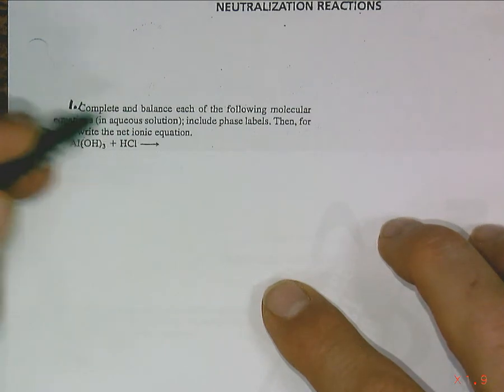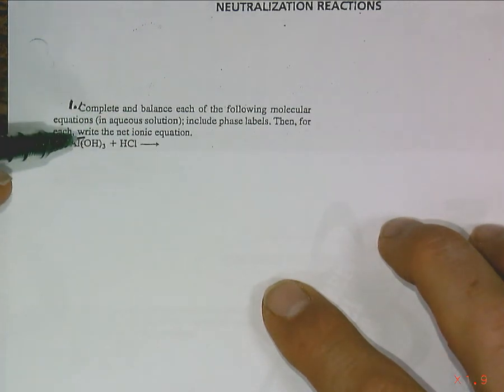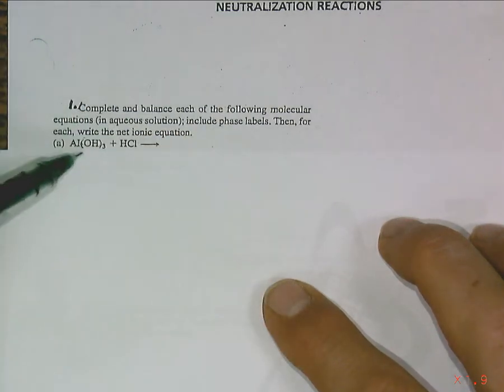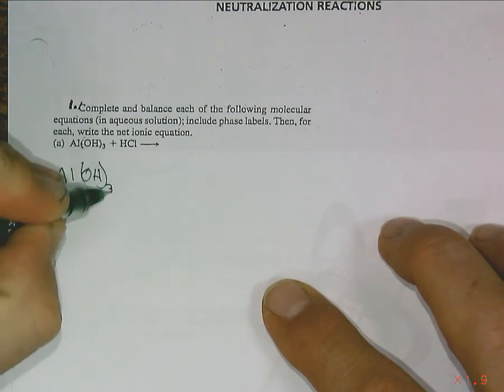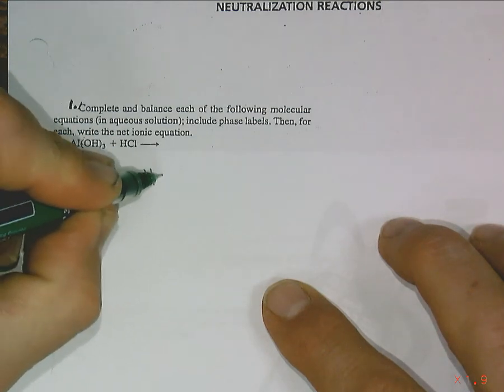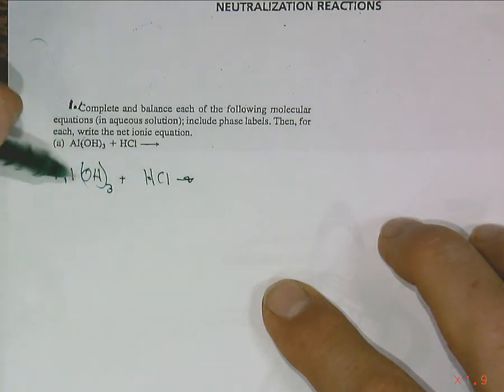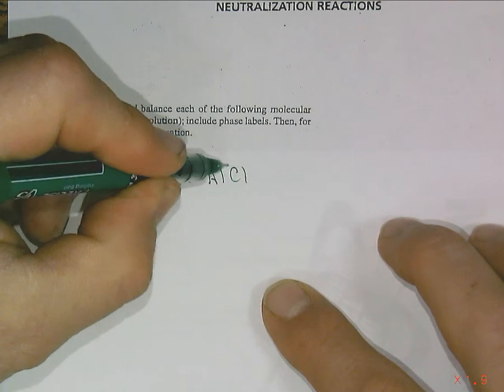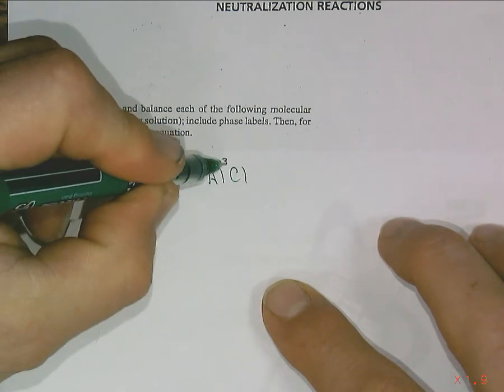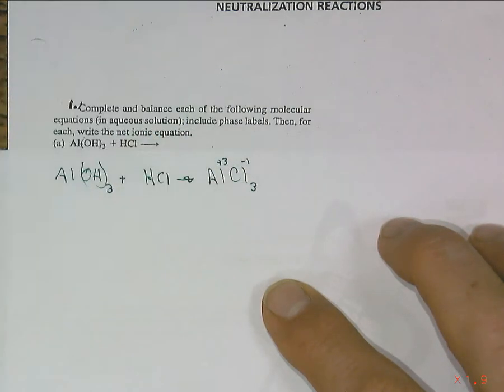Anytime we're going to write a complete ionic equation, we need to first find the balanced molecular equation. So we have to look at our reactants and decide what our products are going to be. And we have a salt, aluminum hydroxide, reacting with an acid, HCl, and it's going to be a double replacement reaction where aluminum is with chloride, and it's an ionic compound, so we look at the charges to decide what the subscripts are going to be.